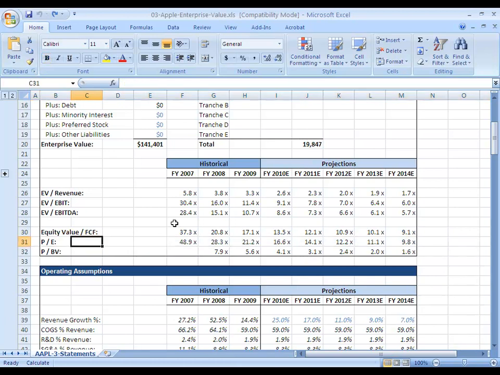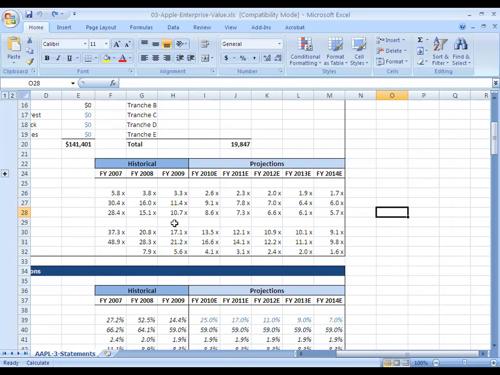Examples of other multiples would be EV over EBITDA, which you use for retail companies and airline companies, for example, where rental expense is very high. For technology, a couple examples would be EV over unique visitors or EV over page views. These are both for internet companies. These are important metrics for them.